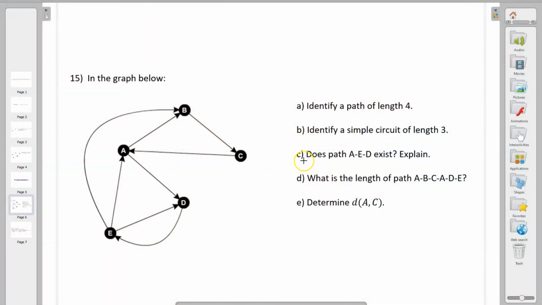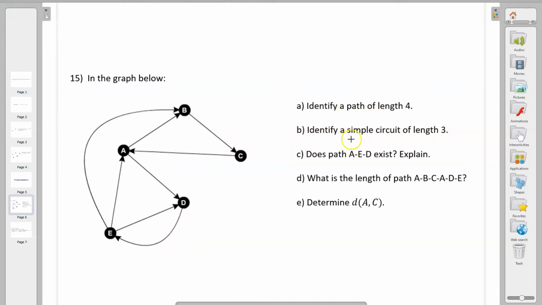In the graph below, identify a path of length 4. This can take a little bit of experimentation to try and find the right spot. I'm going to start with D, and I'll go to E. From E, I'm going to follow this loop around to B. From B, I can go to C, and from C, I can go to A. That gives me a path with 1, 2, 3, 4 legs. So I've got a path with 4 edges. That gives it a length of 4.